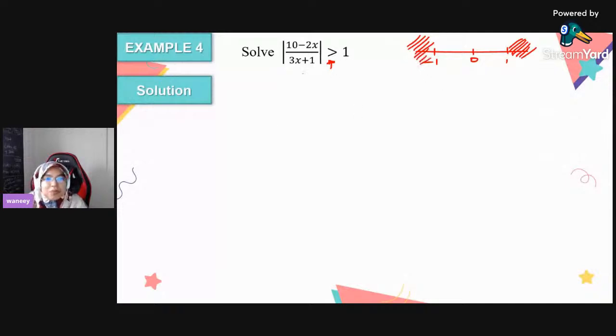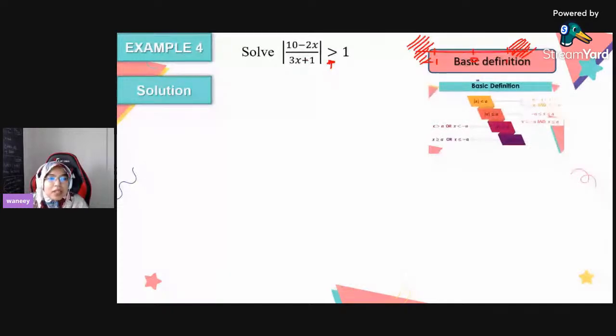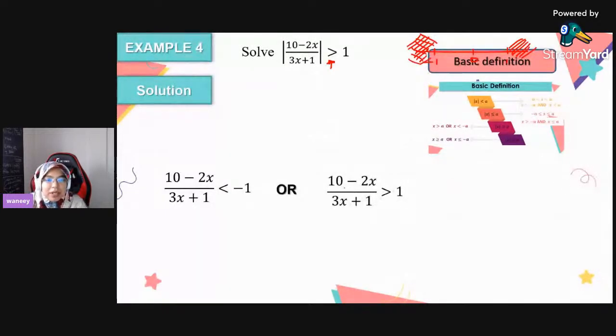Okay, so now we should open the absolute value sign into two inequality. Okay, so we can have 10 minus 2x over 3x plus 1 less than negative 1. So that is the region on the left hand side. Or we can have another region on the right hand side where we have 10 minus 2x over 3x plus 1 greater than 1. And again, separate them into two. I'm going to solve the left hand side first until I get the answer. And then afterward, I'm going to solve the right hand side until I get the answer. So kita start daripada sebelah kiri dulu lah. Lepas tu baru saya solve yang sebelah kanan.